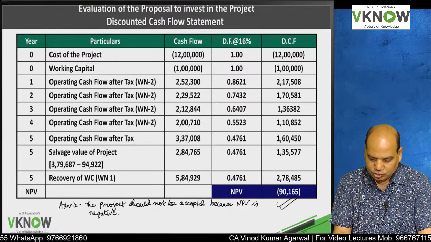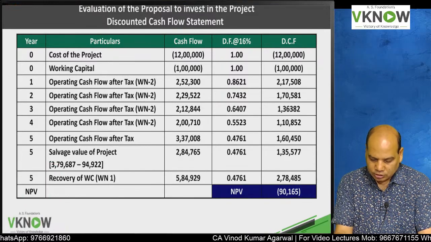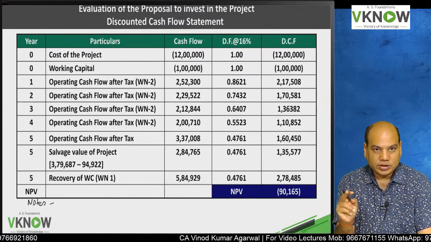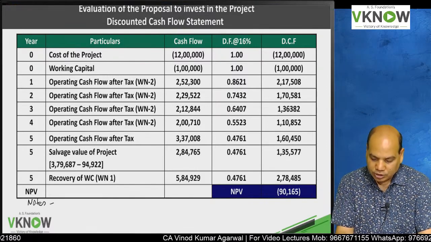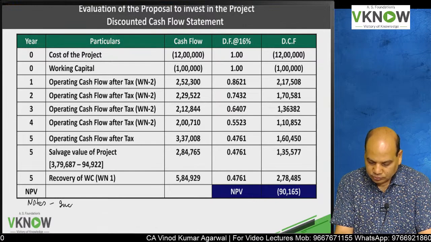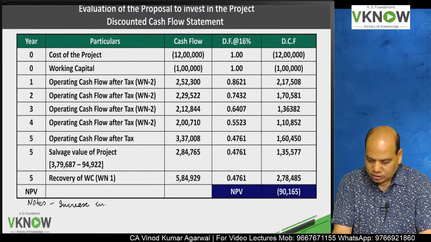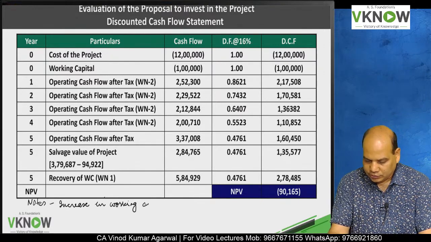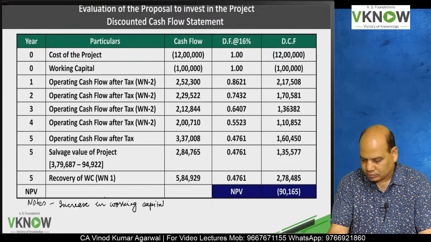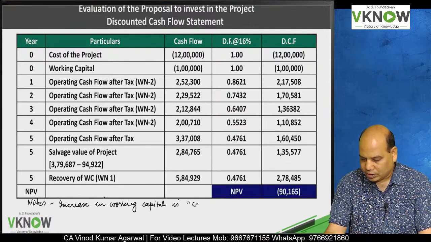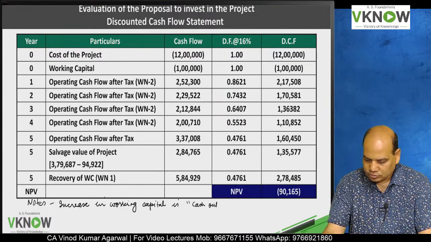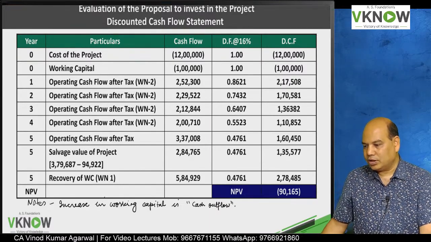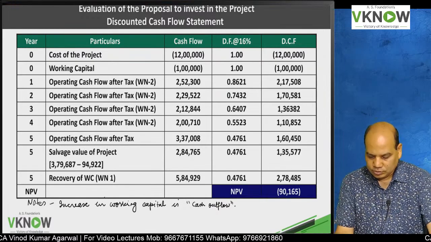Now I will give you some notes. Write down notes. First you have written advice, project should not be accepted because NPV is negative. Note, write down. For those who don't know, increase in working capital is cash outflow.